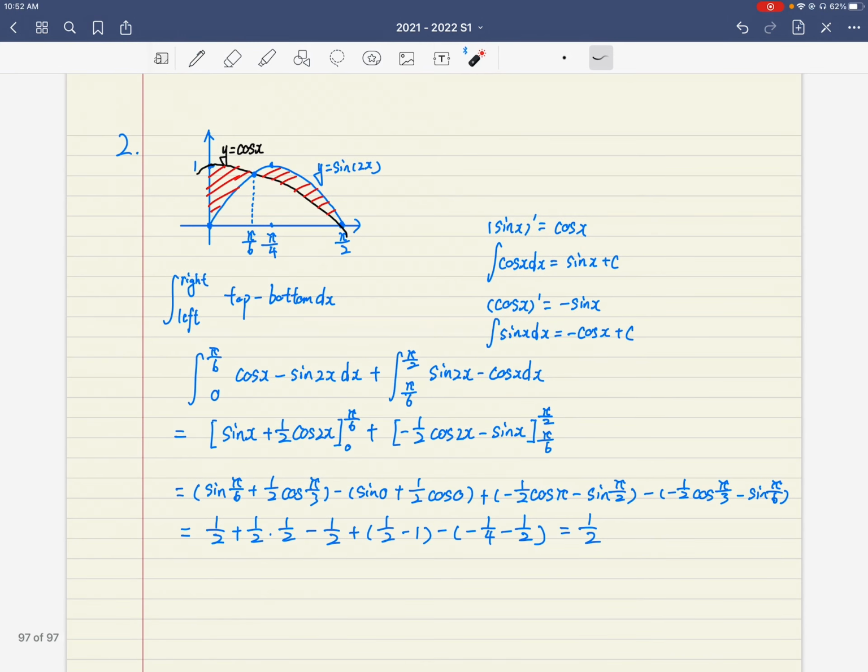So always remember, whenever you want to get the area, always use the top function minus the bottom function. For this specific question, before this intersection point one function is over the other, and after the intersection point the situation changes. So you have to do two subcases and then combine them.